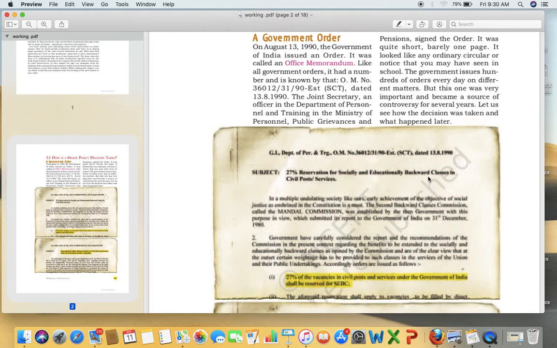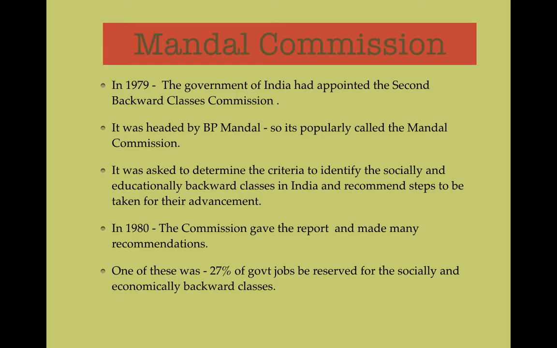So we clearly know that this office memorandum is communicating a decision made by the government, the decision of giving 27% reservation to socially and educationally backward classes. The government took that decision, and what this office memorandum is doing is communicating it through the Department of Personnel and Training. Alright, so let us see now how this office memorandum 36012/31/90 was passed. For that we have to read about the Mandal Commission.